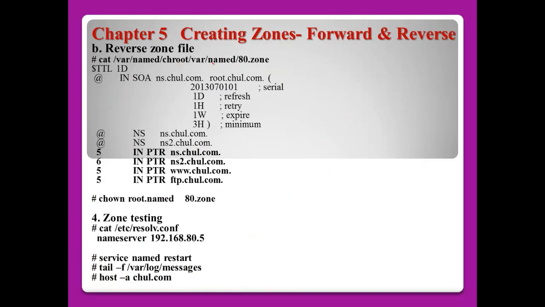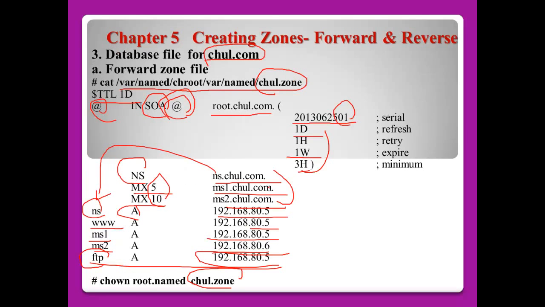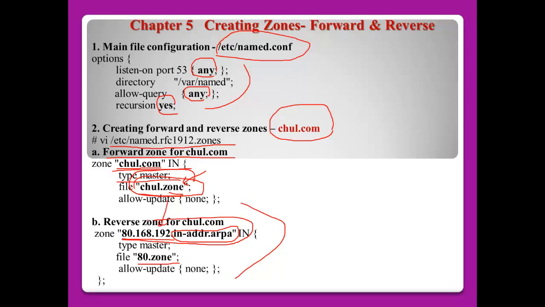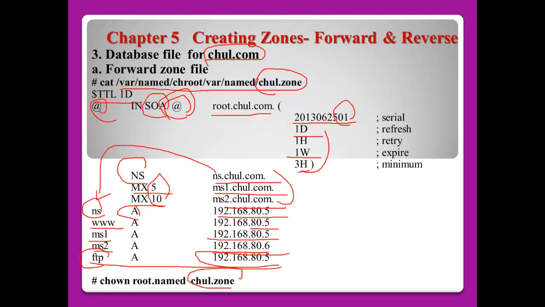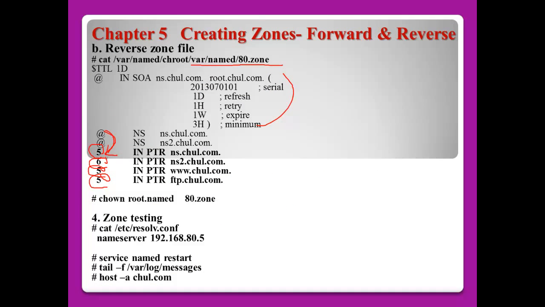Second, the reverse zone file. In my case, we named it 5.zone. The rest is the same, except for this one. Here, 5 and 6 are the last octets. Normally there is the at sign, which means 5.168.192.in-addr.arpa. So 5 means 192.168.5.5, which is ns.chol.com, and 6, 192.168.5.6, means ns2.chol.com.